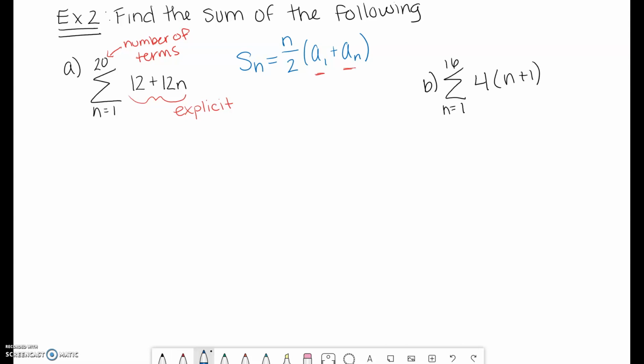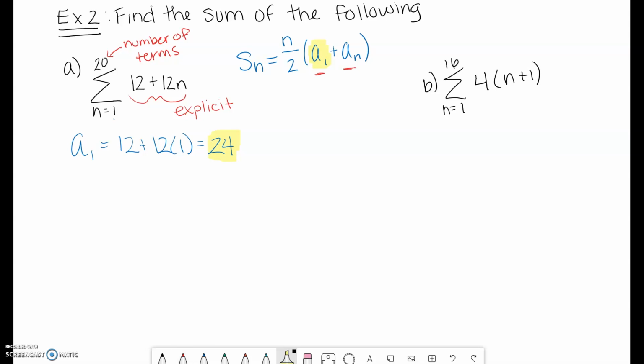So the first term, we're just plugging in the 1 into this equation. So 12 plus 12 times 1. So then this is going to get 24. So when I plug in, I'm going to be plugging in 24 for the a of 1.